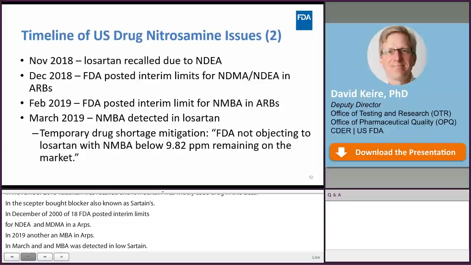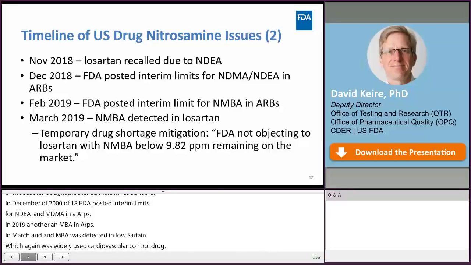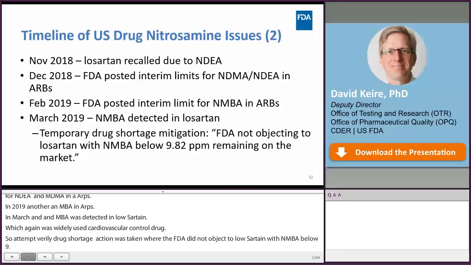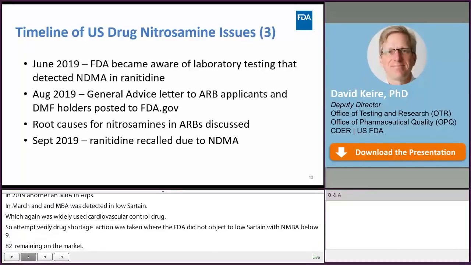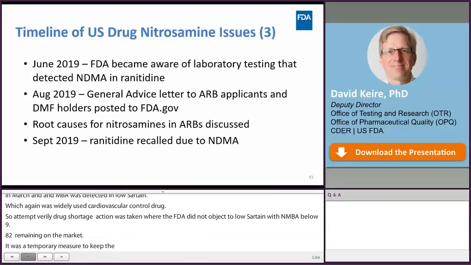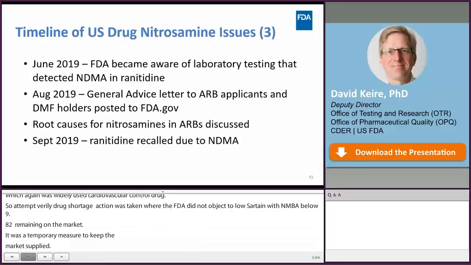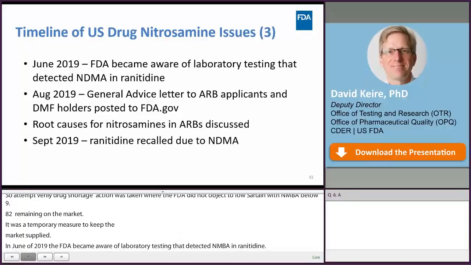And so a temporary drug shortage mitigation action was taken, where the FDA did not object to losartan with NMBA below 9.82 parts per million remaining on the market. This is a temporary measure to keep the market supplied with drug. In June of 2019, the FDA became aware of laboratory testing that detected NDMA in ranitidine, a popular antacid drug known by the brand name Zantac.